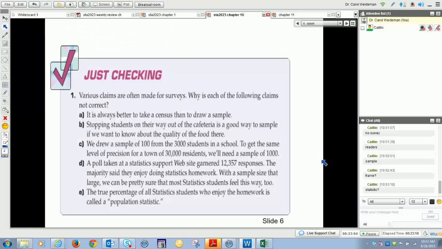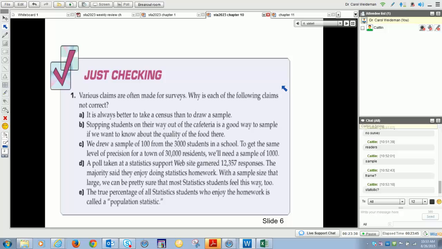Okay, so here's a bunch of statements about surveys, and there are different claims here, and I didn't go into this in great detail earlier, but we can talk about it as we go through this from your book, Just Checking. So the first statement says, why is each of the following claims not correct? It's always better to take a census than a sample. Always better to take a census than a sample.